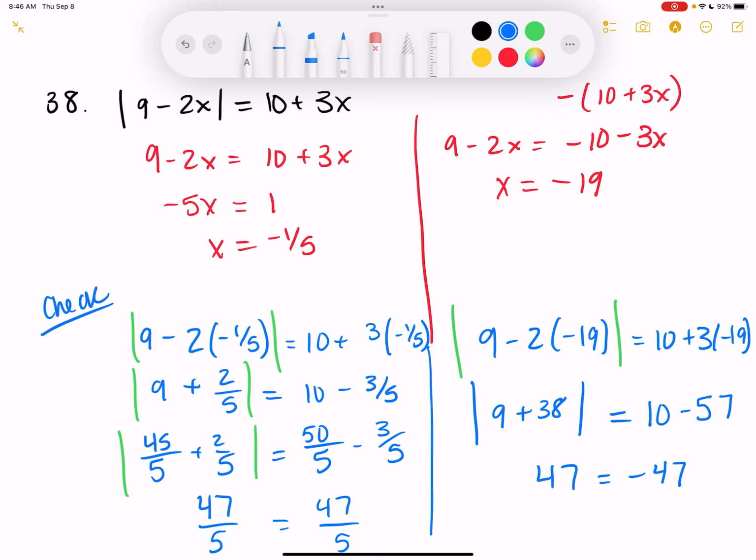So 47 equal to negative 47, is that true? No. So then this one is extraneous. So our only real solution is this one.